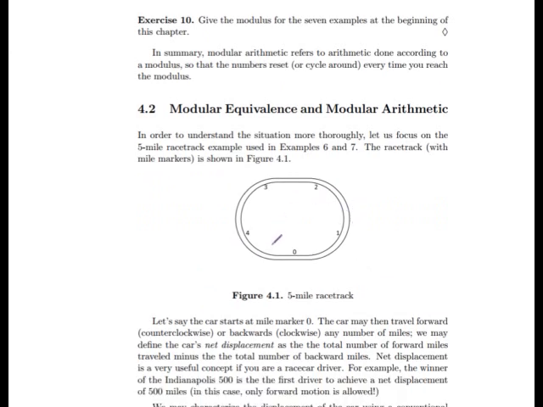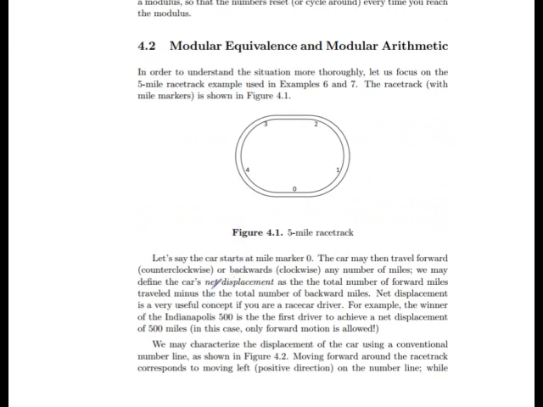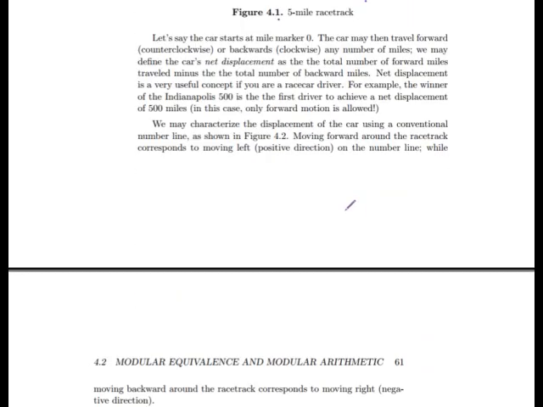Here's a picture of the track, and we can talk about the net displacement, which is basically where he is on the track, and it's going to be either 0, 1, 2, 3, 4. Now that may not be the total displacement. If he goes around the track 100 times and ends up back at 0, his total displacement would be 500, but still his net displacement is going to be 0.